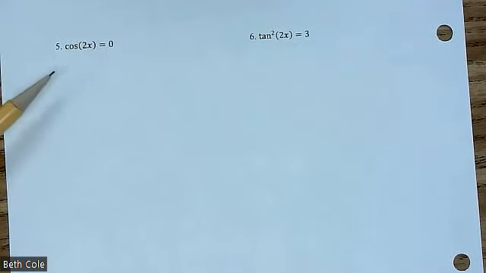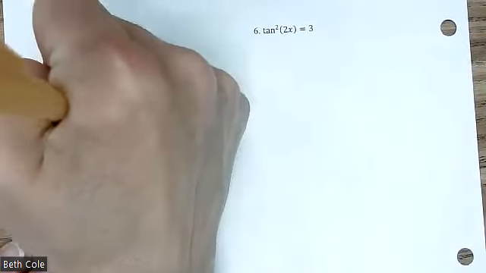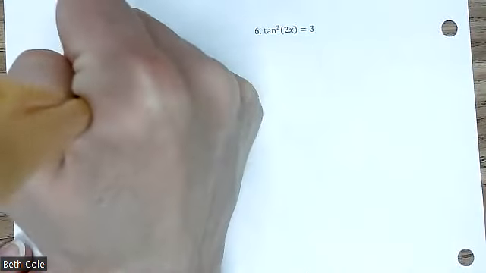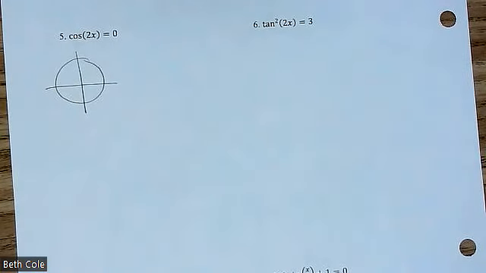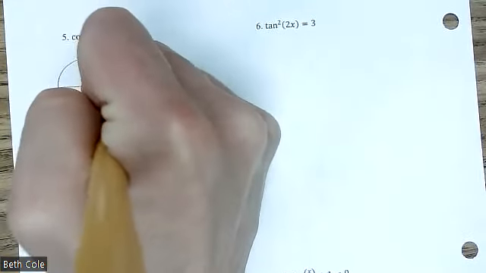This one's ready for us to draw the picture. The cosine is already by itself. It's not going to be a triangle. It'll be a circle because it equals 0. So we're looking for words like up, down, left, right, where cosine is 0. Yeah, up and down. So 0, 1, 0, -1.